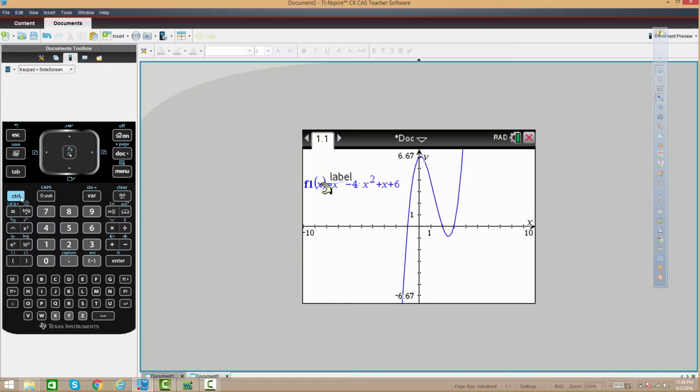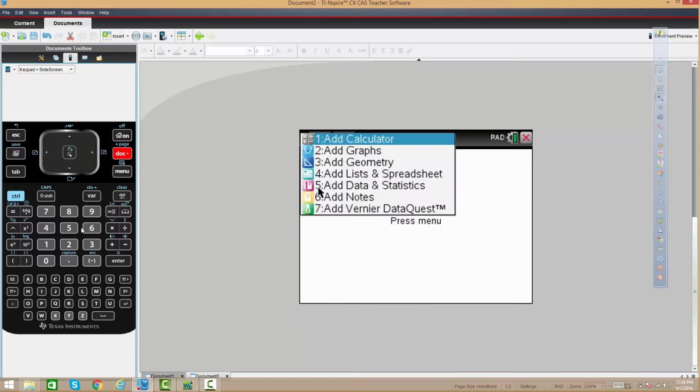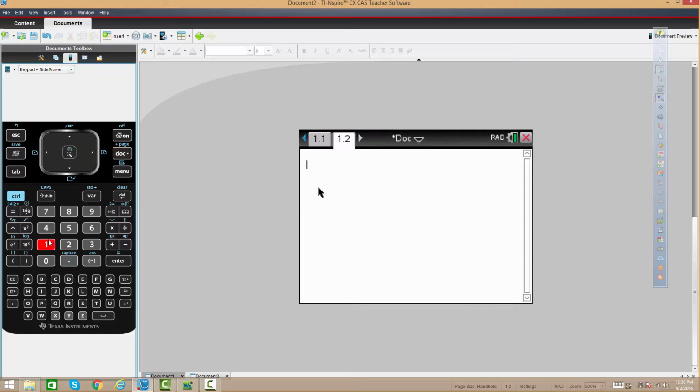I'm now going to go Control plus Page and add a calculator page. So I'm in a calculator document. I'm in problem number 1. The graph page is page number 1, and problem 1, page 2 is the calculator page that I'm in now.